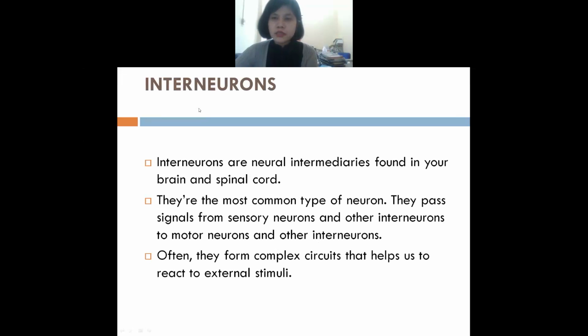So next is interneurons. So interneurons, they are found in your brain and your spinal cord. And with the help of these interneurons, what can you do? They help you in reacting to something which is occurring outside the environment. Understand? They help you in reacting to something which is outside the environment.